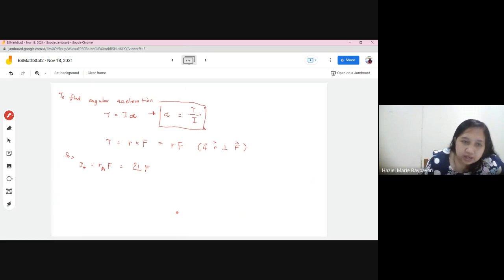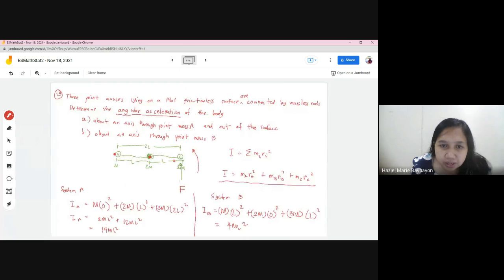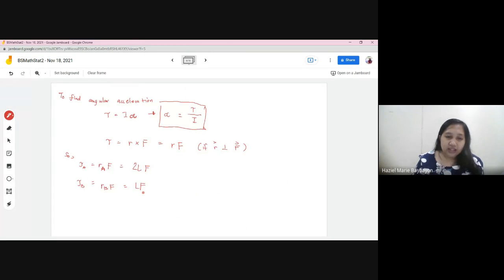Alright. And then for system B, your torque is R sub B times F. So we have L multiplied by F. So this is the length of the lever arm. Your R is the length of the lever arm. So you have L times F. After this, we will get the alpha.